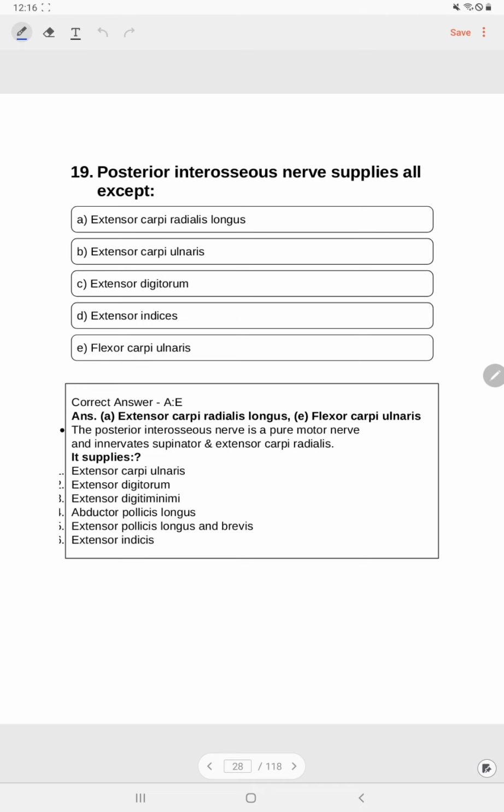Question number 19. Posterior interosseous nerve supplies all except: extensor carpi radialis longus, extensor carpi ulnaris, extensor digitorum, extensor indicis, flexor carpi ulnaris. Answer is A and E: extensor carpi radialis longus and flexor carpi ulnaris. The posterior interosseous nerve is a pure motor nerve and innervates supinator and extensor carpi radialis brevis. It supplies extensor carpi ulnaris, extensor digitorum and digiti minimi, abductor pollicis longus, extensor pollicis longus and brevis, and extensor indicis. Always keep the diagram in front of you while reading these MCQs.